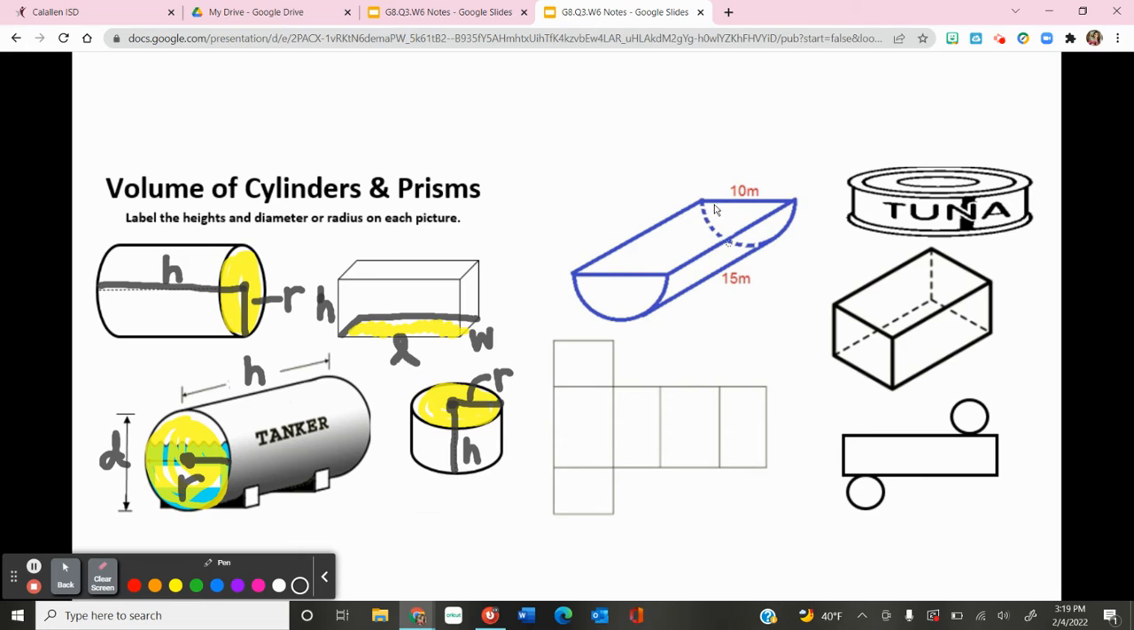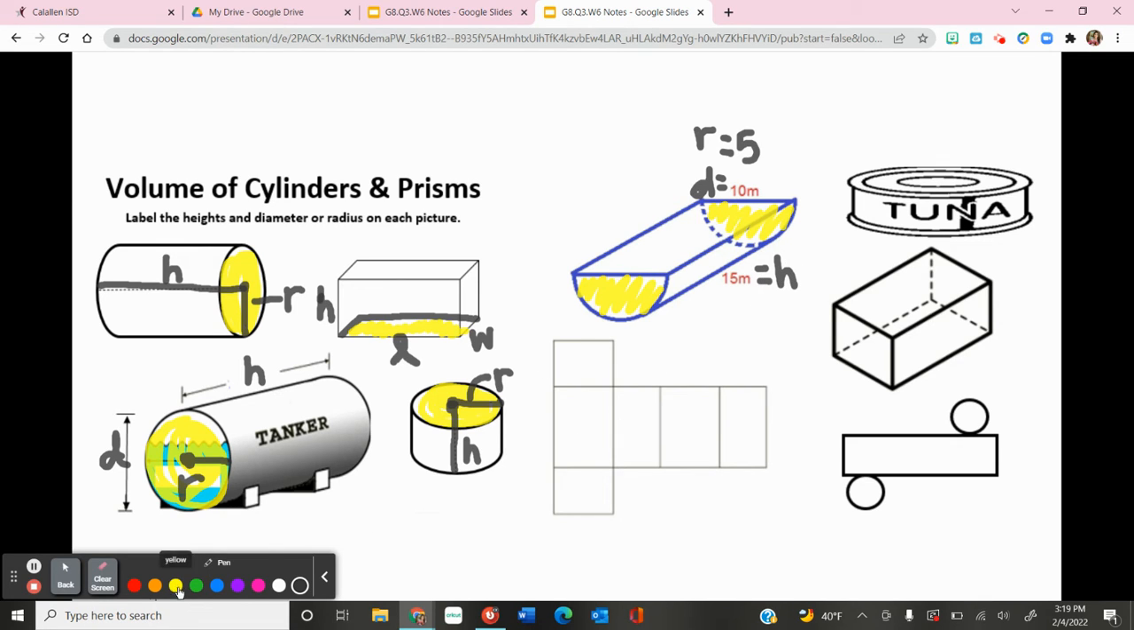Then we're going to look at this. This is half of a cylinder. And on this half cylinder, we have a line that goes all the way across, so this is actually going to be your diameter. If you are given your diameter, to find your radius, you would take your diameter and divide it by 2. And half of 10 would be 5. And then again, your height would be the distance between both of your bases. So we have a base at the very back, and then we have a base up front as well. The distance between them would be 15, and this would be your height.